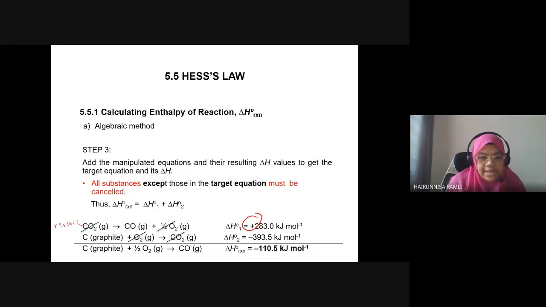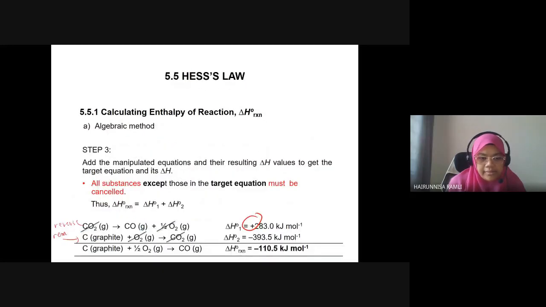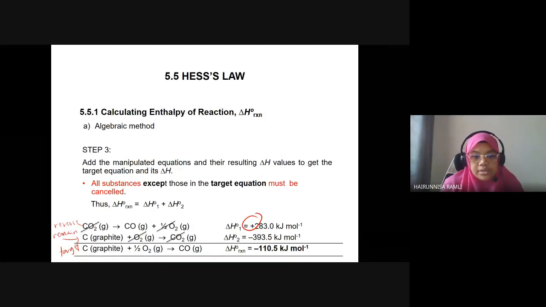And then for the second part is remain. Okay, so after that, this is your target. Apa kita nak buat? Cancel, okay, all the substances except those in the target equation. Maksudnya kat sini target you ada C graphite. So yang ni tak boleh cancel. Memang tak boleh pun sebab dia ada satu. Biasanya apa yang ada satu dia akan kekal lah.